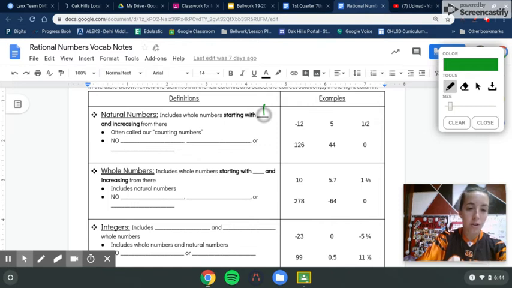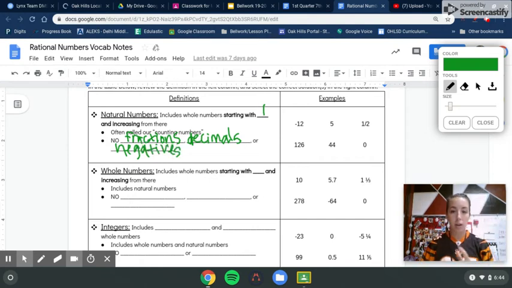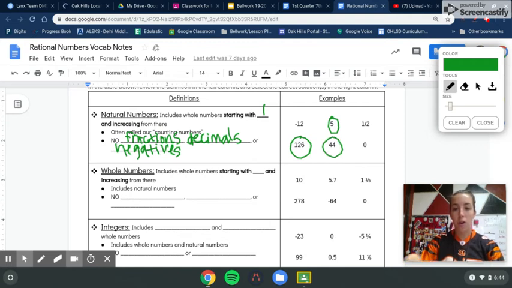There are no fractions, decimals, or negatives in our natural numbers. Okay, so if we look at all of those examples over to the side, the only natural numbers that you see over there are 5, 126, and 44. Remember, they start with 1, so it can't be 0. There are no fractions, and there are no negative numbers, so those 3 cannot be an example of a natural number.